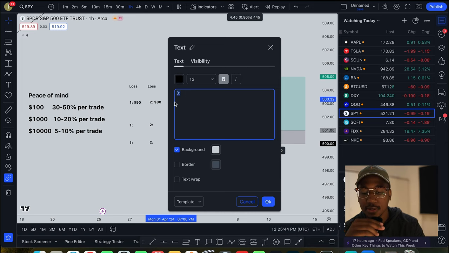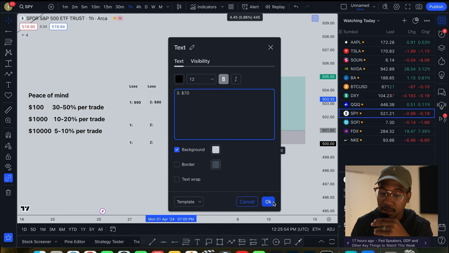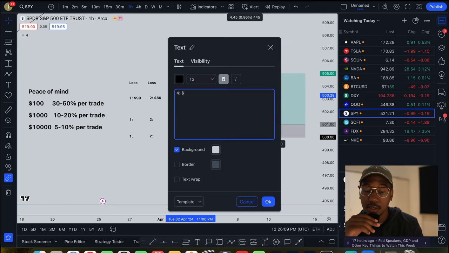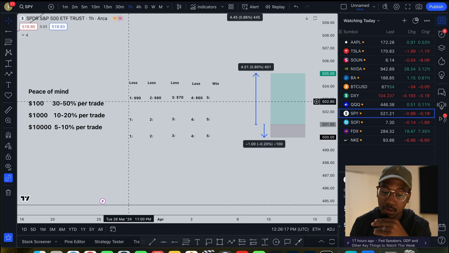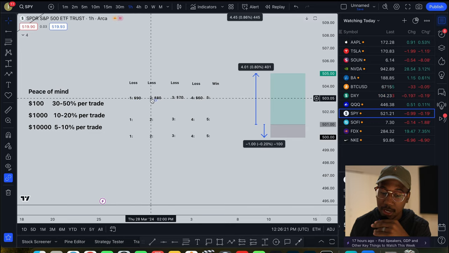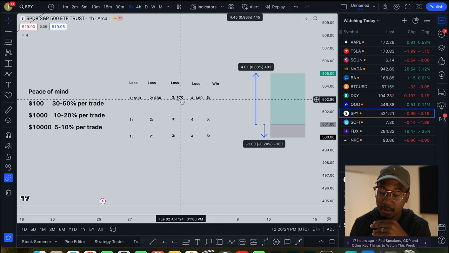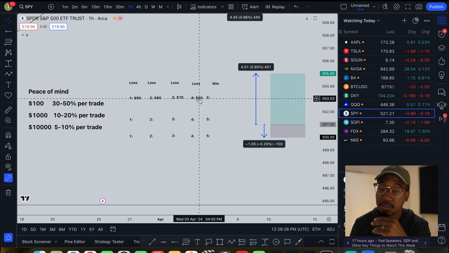Then we risk $50 again on another trade, lose again, we get stopped out. Now we are sitting at $70. We once again risk another $50 and get it wrong. So after four, the first trade we lose, end up going to 90, second trade 80, third trade 70, fourth trade 60. This is all we have left.